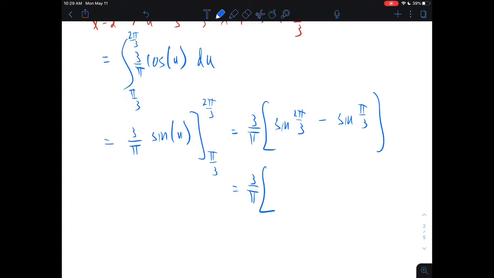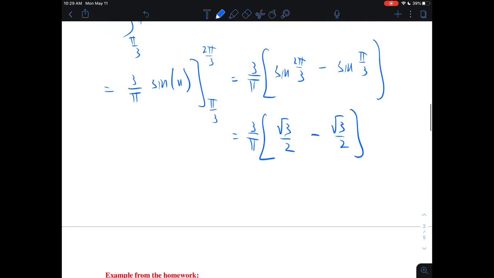Sine of 2 pi over 3 is the same thing as sine of 120 degrees. That's in quadrant 2. Sine is positive there. And the reference angle for 120 degrees is 60 degrees. And sine of 60 degrees is square root of 3 over 2, which is the same exact result you get for sine of pi over 3, because that's the sine of 60 degrees. So we get an answer of 0 from this.